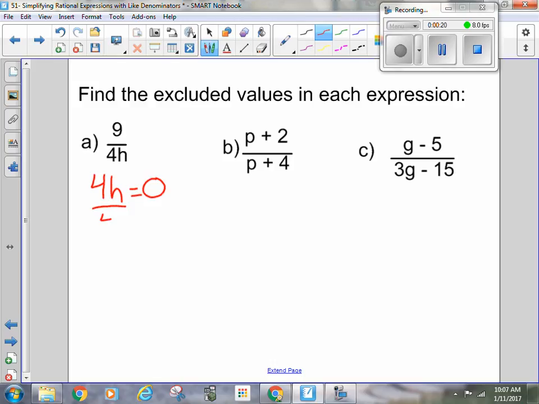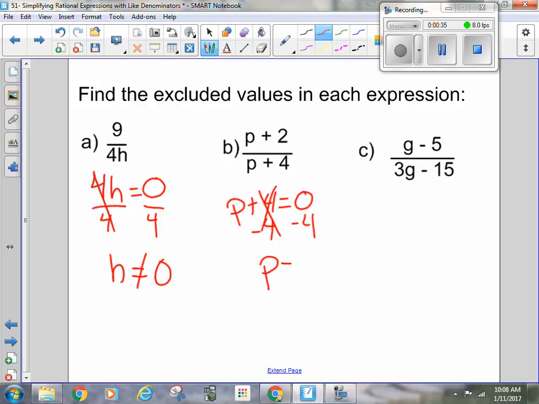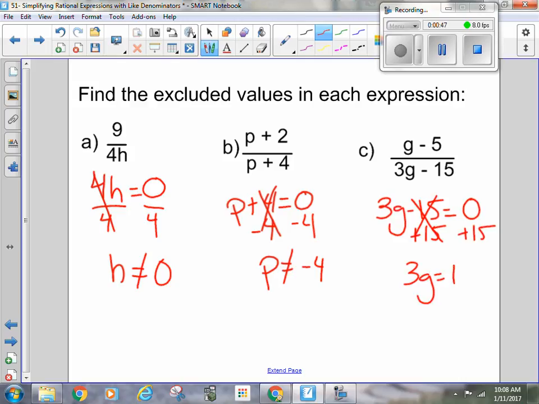So in this case, we'd have to divide each side by 4. So h cannot equal 0. That's our excluded value. Okay. We set p plus 4 equal to 0. We're going to subtract 4 from both sides, and p cannot equal negative 4. Okay, and then we set 3g minus 15 equals 0, so add 15 to both sides. We get 3g equals 15, divide both sides by 3, and g cannot equal 5.